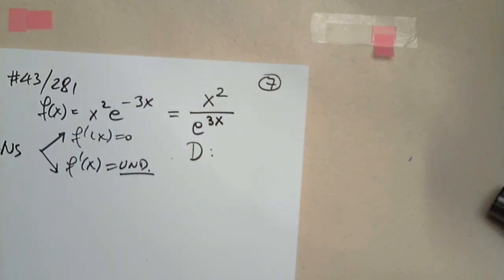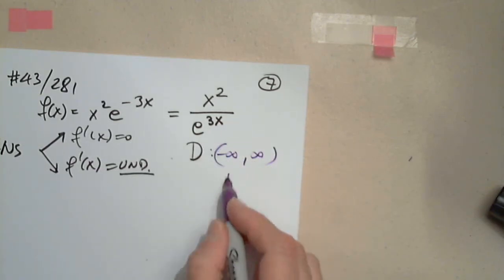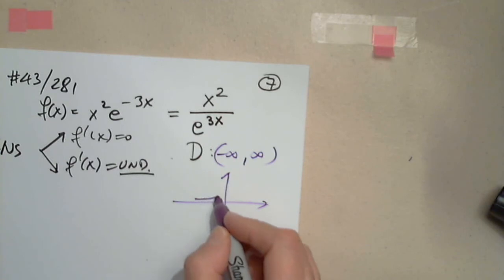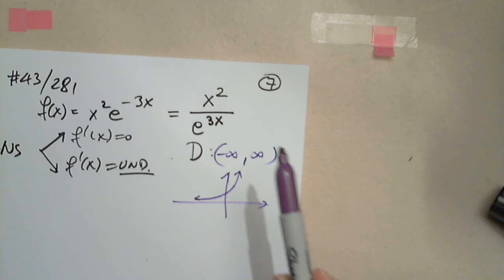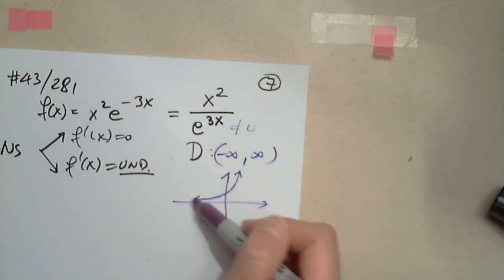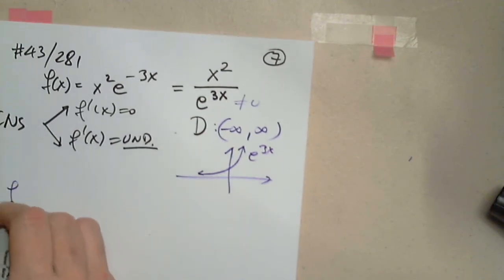Can anyone give us the domain of that function? Should be all reals, of course. Thank you very much. e to 3x, remember, is a function defined everywhere. x squared is x squared. This is never ever 0, as you see. Perfect. Good. So then I have to find f prime.